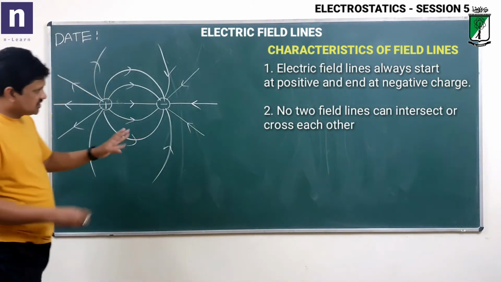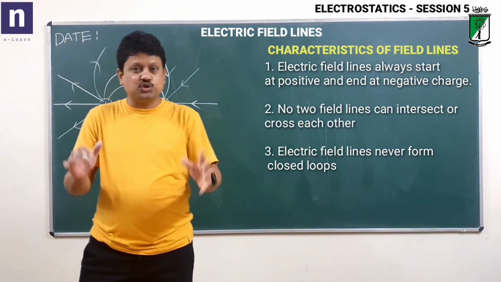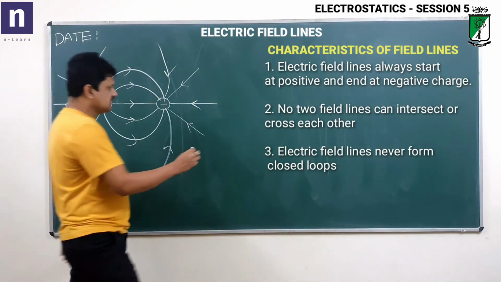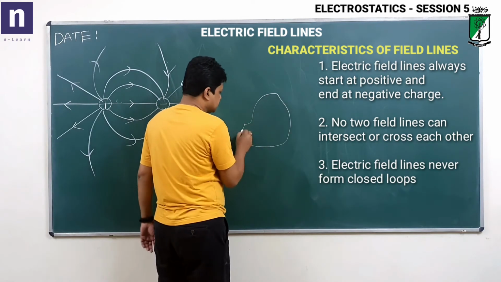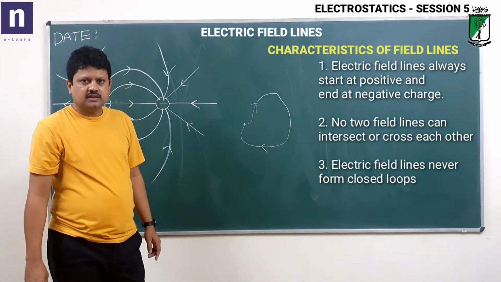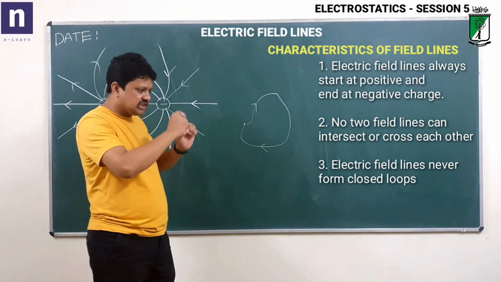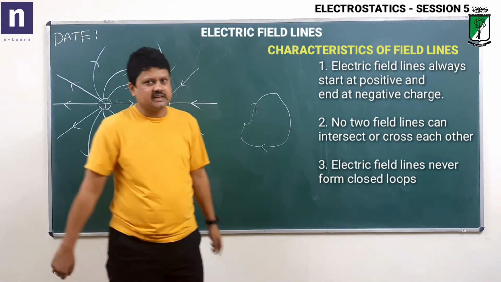In these pictures which I showed you, you can see that electric field lines never form closed loops. It is not like the field line starting from here again coming back to that same point. No, it is impossible to have a closed loop like this. A closed loop may not be a circle only, it can be any path. So it can't be closed.